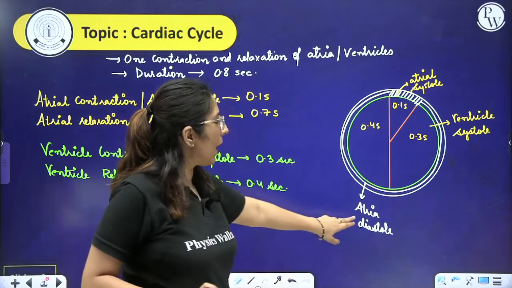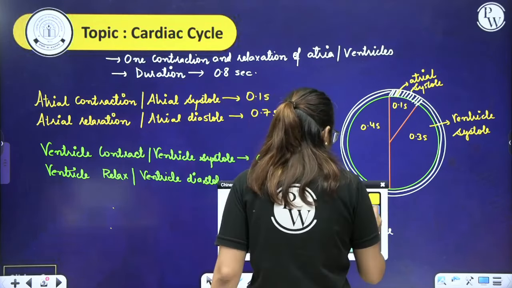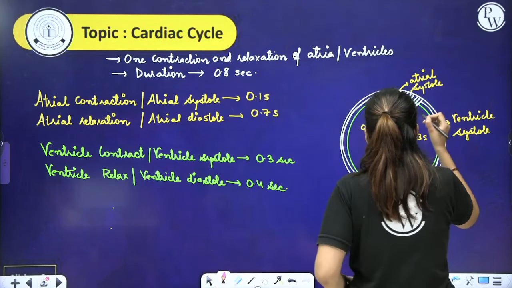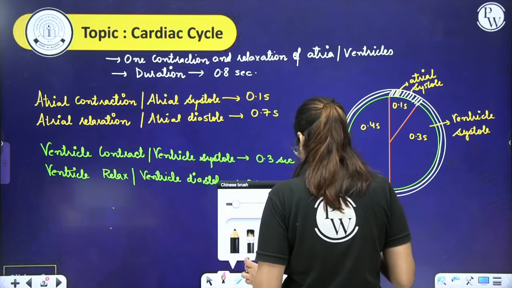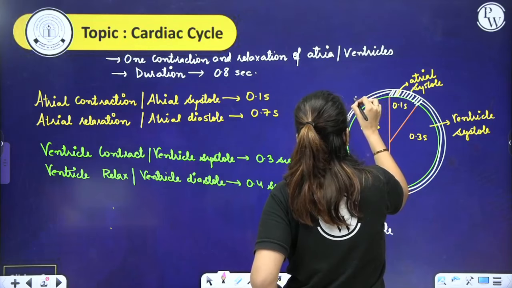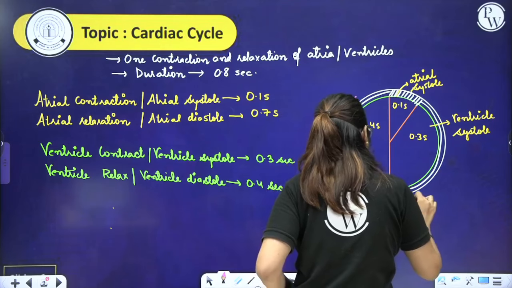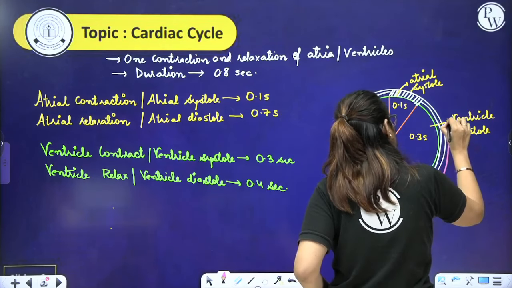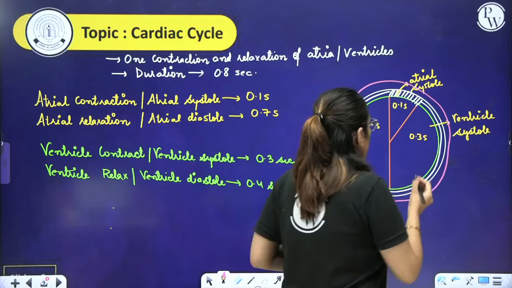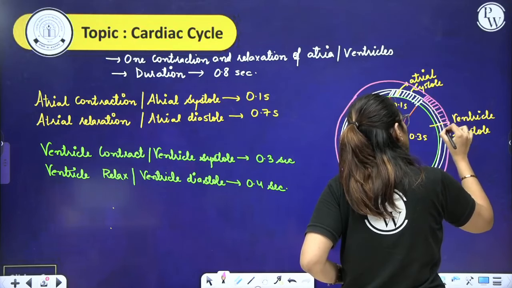For the rest of the time, what will happen? The atria will undergo the diastole procedure. Now look at this. I'm making another circle. Now, listen to this point. For this much duration, look at this.